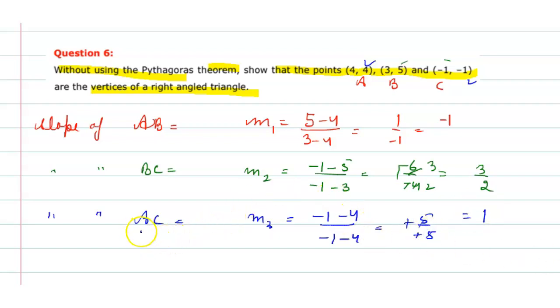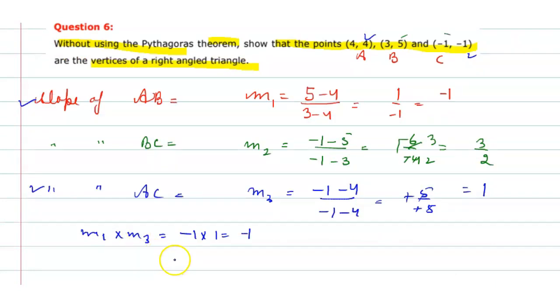So we know that if two lines have slopes whose product is −1, then these lines are perpendicular. So you can see that M1 × M3 = −1 × 1 = −1. So lines AB and AC are mutually perpendicular. So we write here perpendicular at vertex A, because AB and AC have a common point, A. So these two lines are perpendicular.